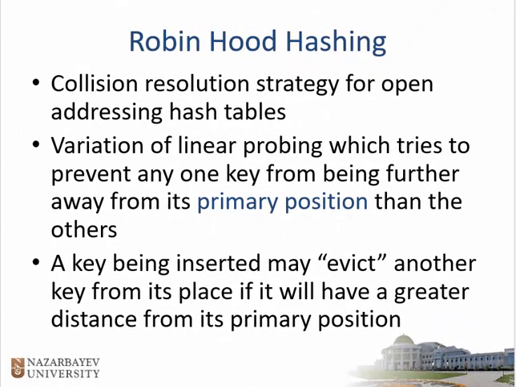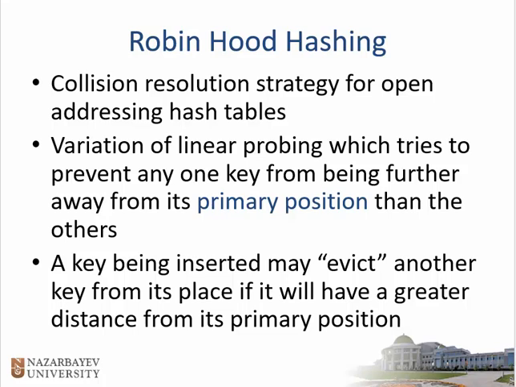In general, the way that Robin Hood hashing works is that when we insert an item, we follow the same scheme as linear probing, but we compare what its distance from the primary position would be to that of the current item that is occupying the space it wants to be in. And that key can evict that other item.